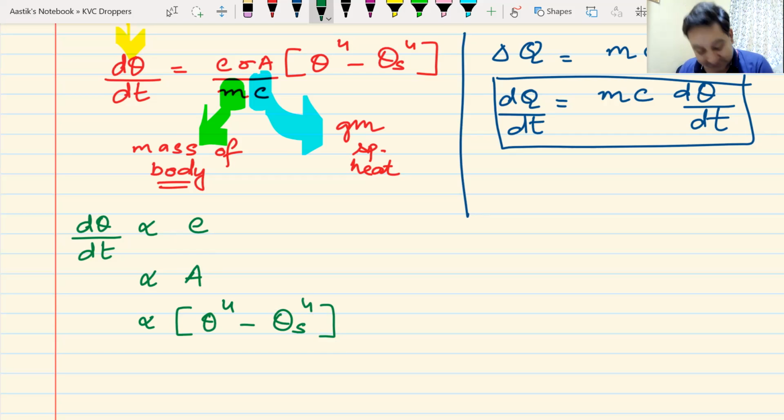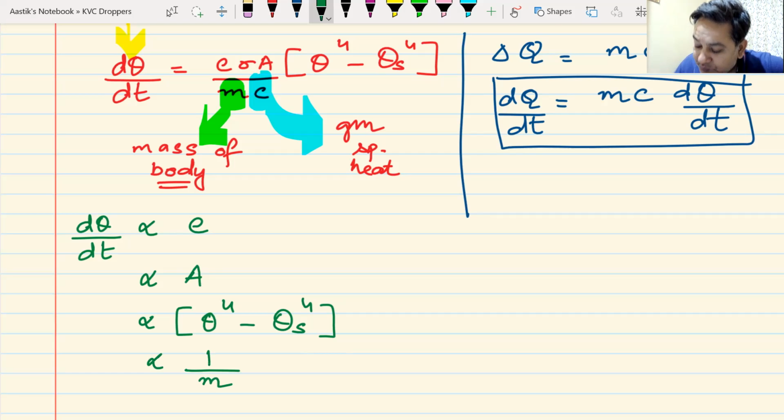Do we understand this? Yes, sir. Hotter tea will cool down faster, but colder tea will not cool down that much faster. A very chilled bottle of water or cold drink will heat up very fast, but when it comes near the room temperature, it will heat up very slowly. Do you understand this?